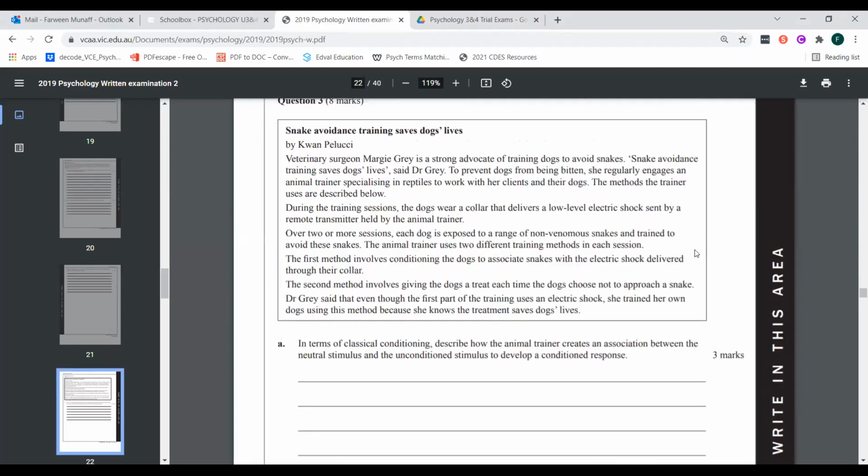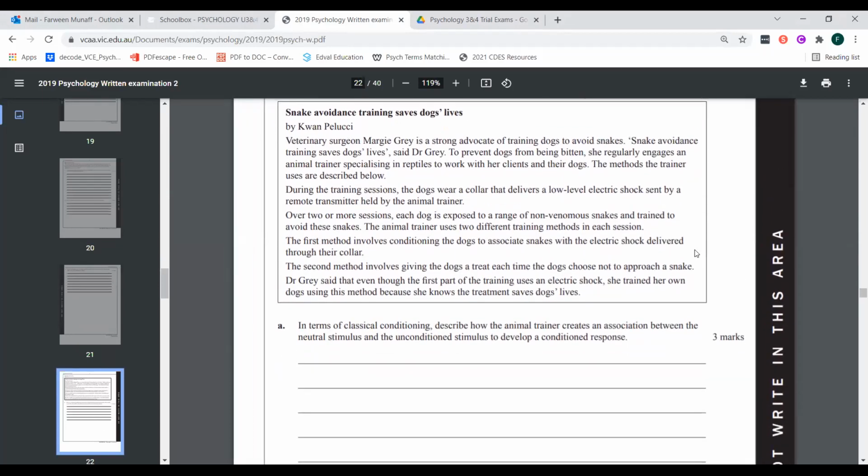Okay, so question 3. So that's a scenario. Snake avoidance training saves dogs' lives. Veterinary surgeon Margie Gray is a strong advocate of training dogs to avoid snakes. To prevent dogs from being bitten, she regularly engages an animal trainer specializing in reptiles to work with her clients and their dogs. The methods the trainer uses are described below. During the training session, the dogs wear a collar that delivers a low-level electric shock sent by a remote transmitter held by the animal trainer.